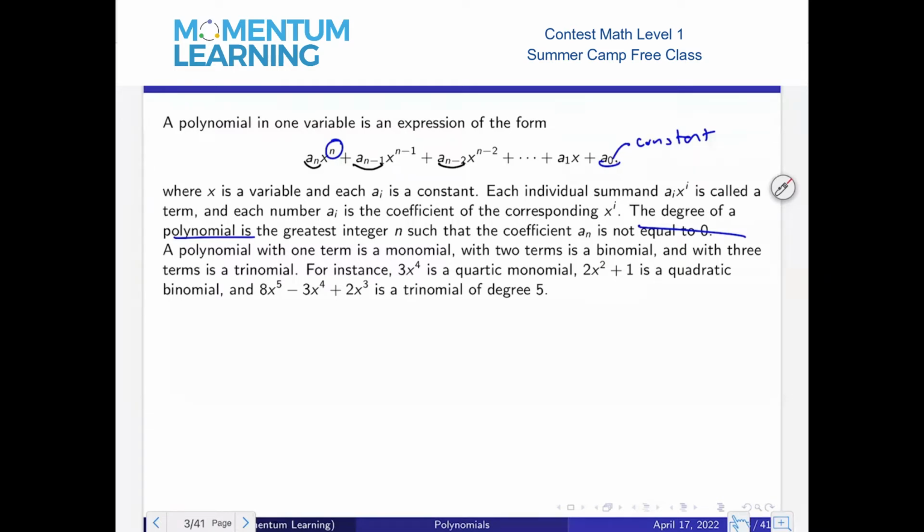So 3x to the 4 is a monomial of degree 4. 2x squared plus 1 is a binomial, and that's a quadratic. And here we have a trinomial with a degree of 5. The degree of this polynomial is 5, and the coefficient for x to the 5 is called the leading coefficient.